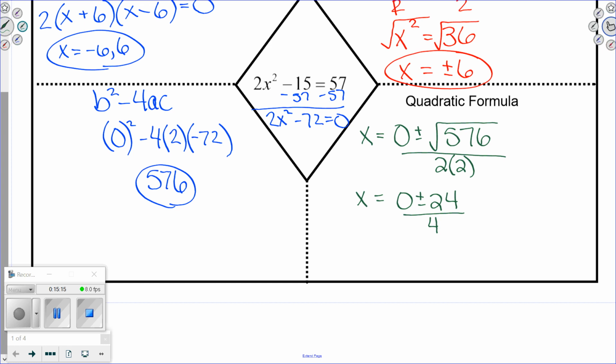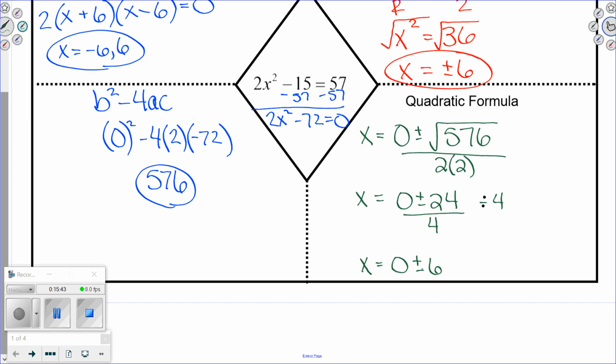Can you divide all three numbers? I love when people tell me no. 0 divided by anything is just 0, so I can always divide 0. All right, all three numbers I can divide by 4. 0 divided by 4 is 0. 24 divided by 4 is 6, and then 4 over 4 is 1.